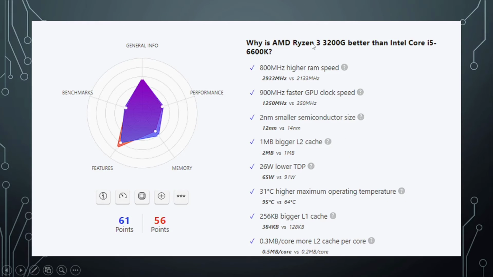Next, why is AMD Ryzen 3 3200G better than Intel Core i5 6600K? So, 800 MHz higher RAM speed, 900 MHz faster GPU clock speed, 2 nanometers smaller semiconductor size, 1 MB bigger L2 cache, 26 watts lower TDP, 31 degrees Celsius higher maximum operating temperature, 256 kilobytes bigger L3 cache, 0.3 MB more L2 cache per core.